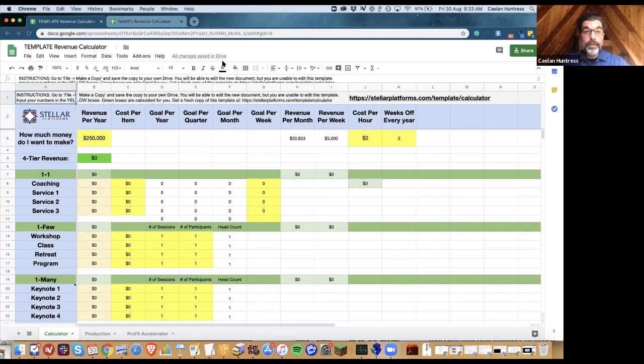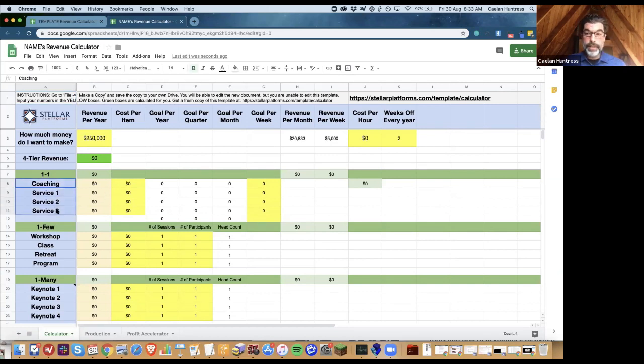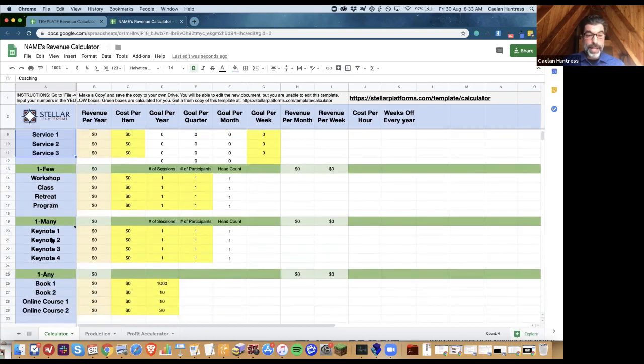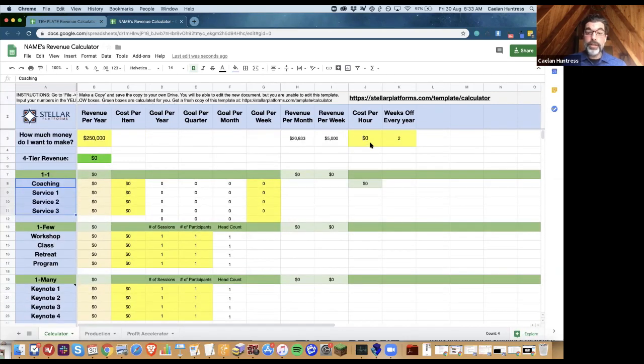There we go. Okay, so when you make a copy of this calculator, there's 3 steps. The first is you're going to list all your services in all your offer tiers: 1-to-1, 1-to-few, 1-to-many, and 1-to-any. And then you're going to set in your yellow box values. If you made $250,000 last year and you want to make $500,000 next year, put that number in the yellow box. The yellow boxes are for you to put content in.